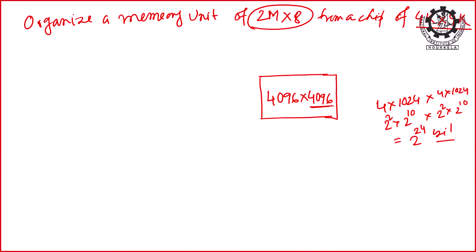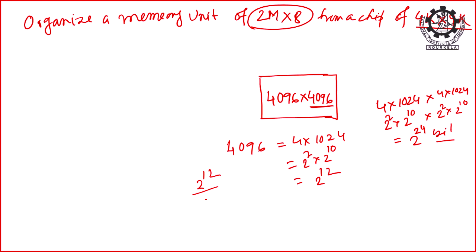What we can do is combine 8 flip-flops, so then we will get a data line of 8. Therefore, 4096 means 2 to the power what? 4 into 1024, so this is 2 to the power 2 into 2 to the power 10, so 2 to the power 12. Now 2 to the power 12 we combine with bit 8. So 2 to the power 3, so 2 to the power 9.